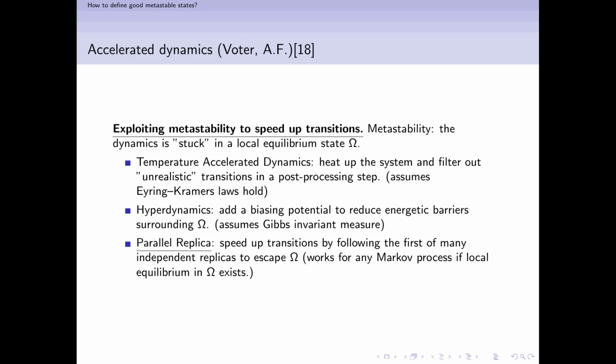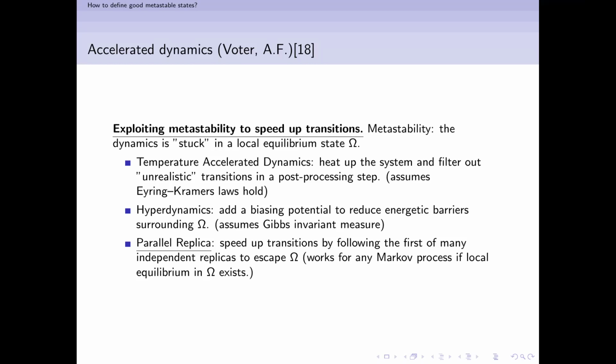Mainly I'm going to talk about this third algorithm, the parallel replica algorithm. The idea seems naive at first. The core idea is that when you're stuck in a local equilibrium, you can launch many independent replicas and just follow the first replica to escape the state. That should give you a consistent estimate of where the system will go after this transition. We need to be a bit more formal about this, but basically it's that.